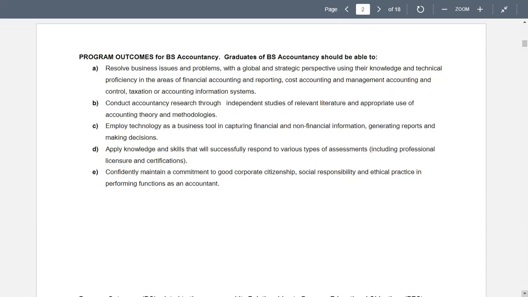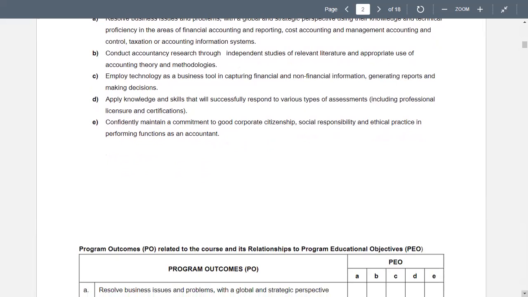Apply knowledge and skills that will successfully respond to various types of assessments, including professional licensure and certifications. Confidently maintain a commitment to good corporate citizenship, social responsibility, and ethical practice in performing functions as an accountant.